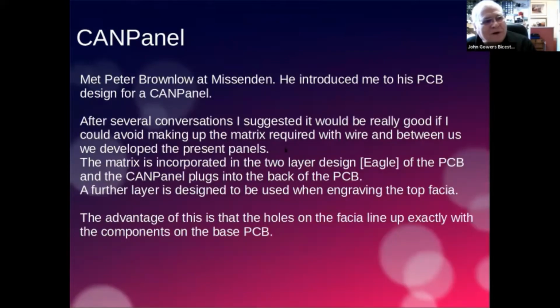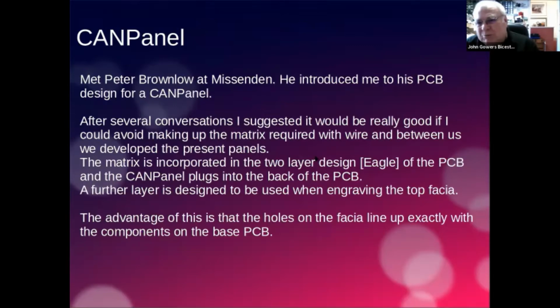So I then was talking to Pete Brownlow at Missenden in one of the October courses, and he introduced me to his PCB design that he'd made for a CAN panel, very similar to the current MERG CAN pan. In fact, I think he uses some of Mike Bolton's firmware in it. The only difference is that the CAN pan does, I think, 32 LEDs, whereas Pete's CAN panel does 64 LEDs. And I needed a lot of LEDs, so I plumped for this, although it wasn't a kit.